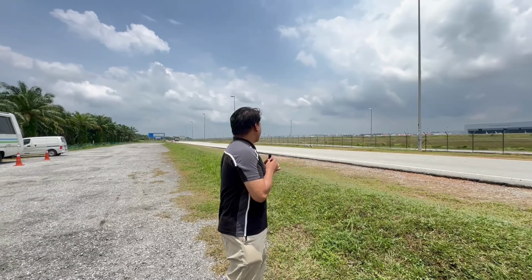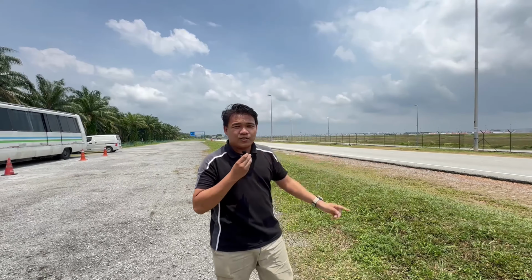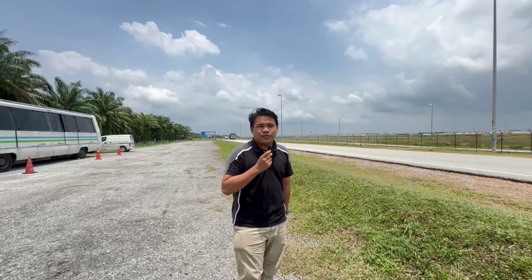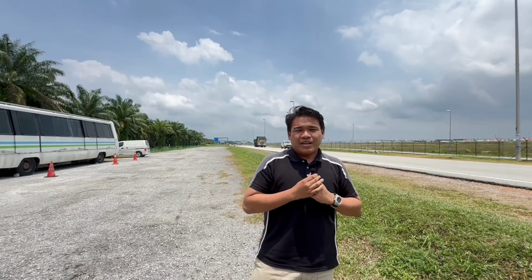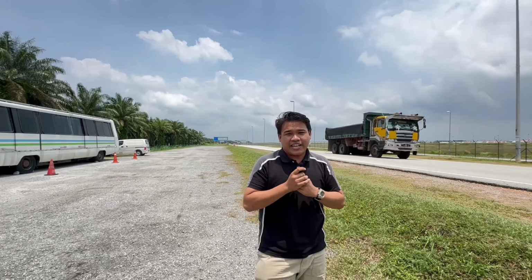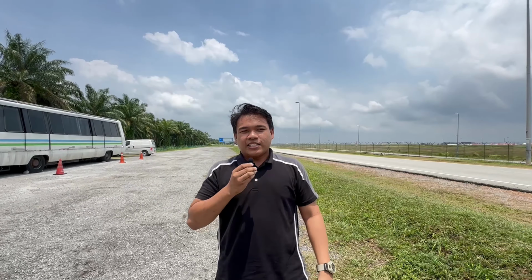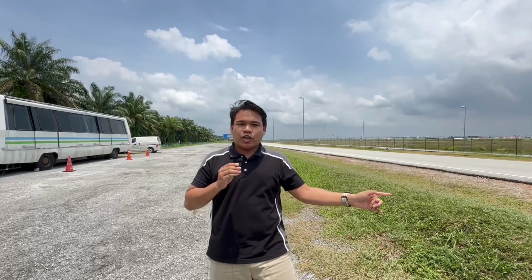So here we are under the sun, and we are currently at Anjung Spotter, beside runway 14. The reason why I'm standing here under the scorching sun is that I want to explain about the STAR and IAP, STAR and IAC, not this star but this star. So let's cut short to the objective.